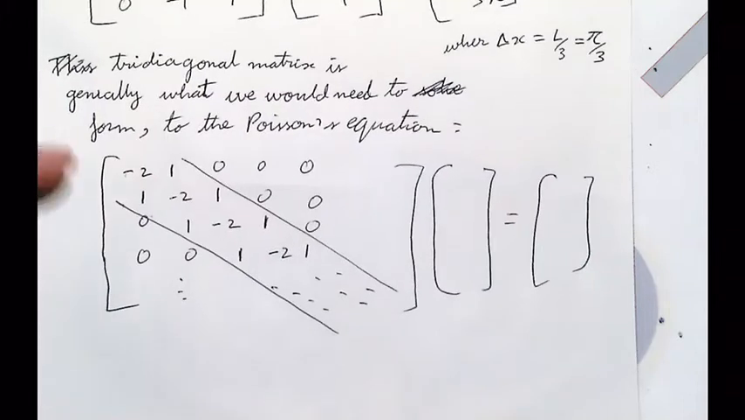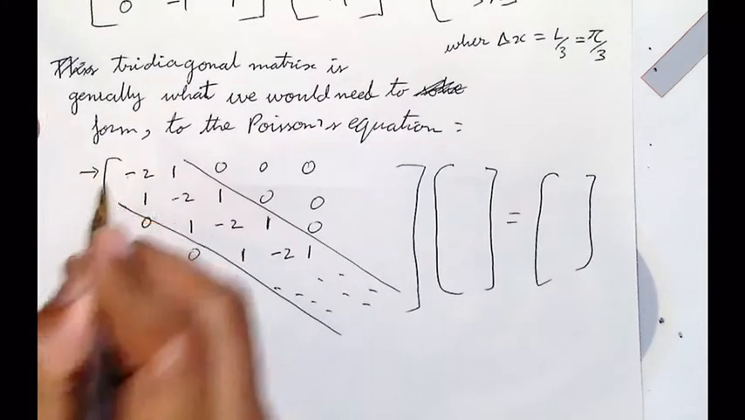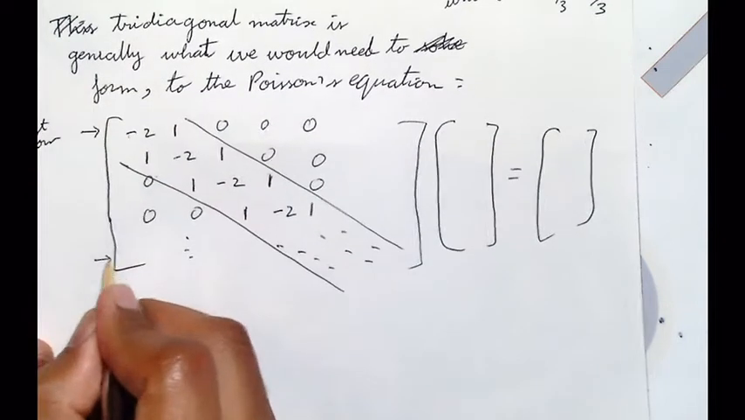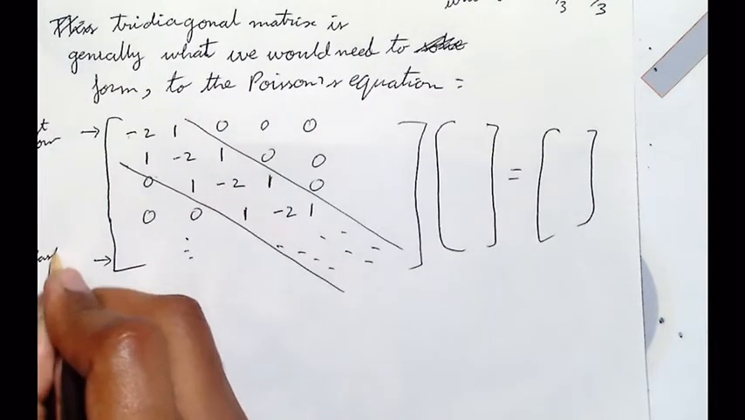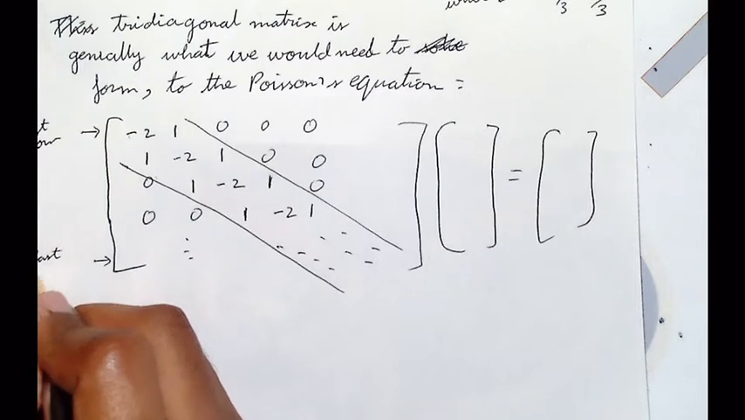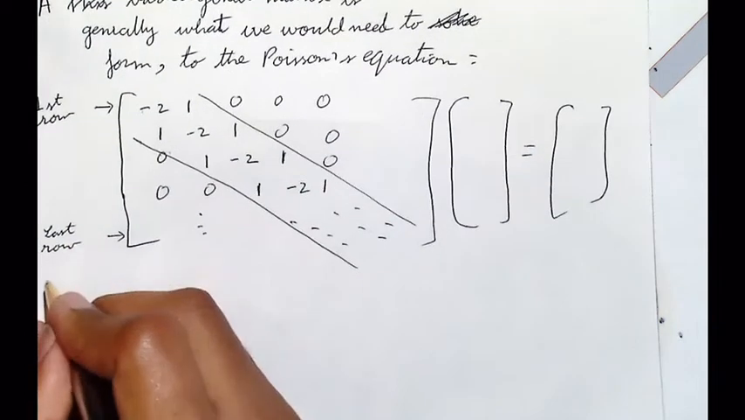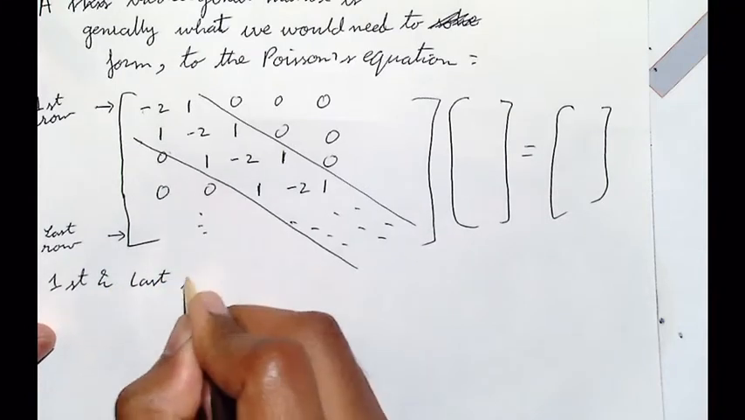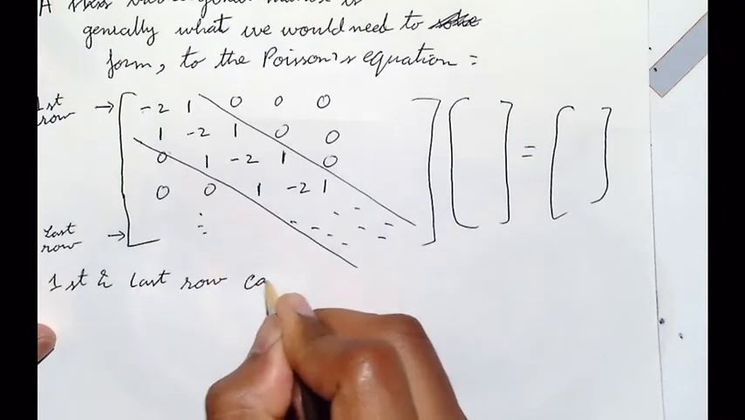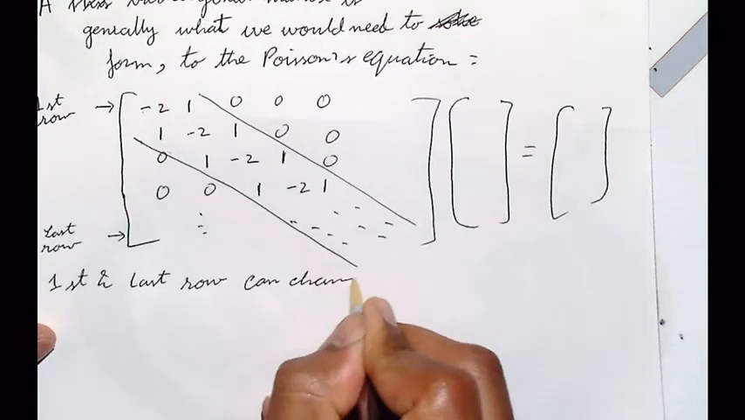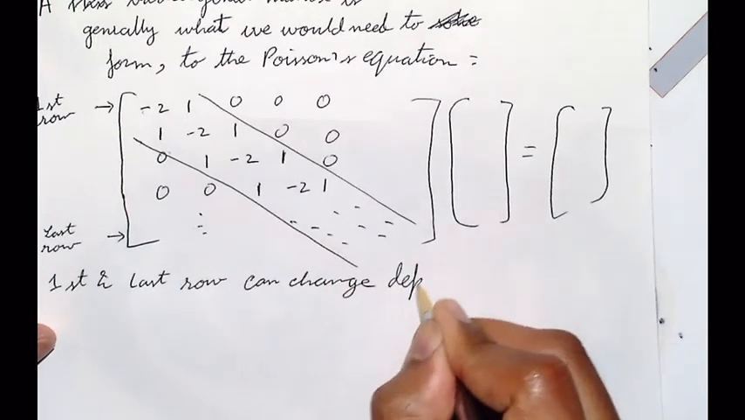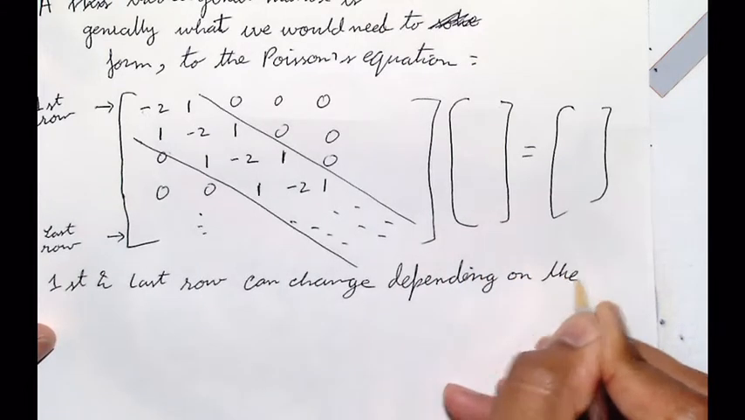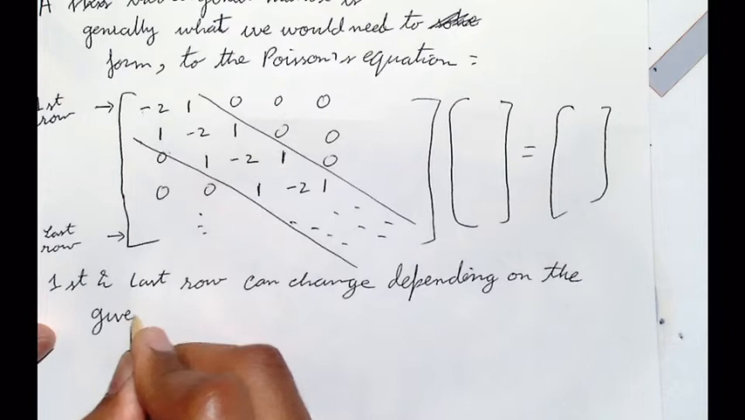Okay, and the first row and the last row depend on the boundary conditions. First and last row can change depending on the given boundary conditions. The inner ones almost never change.